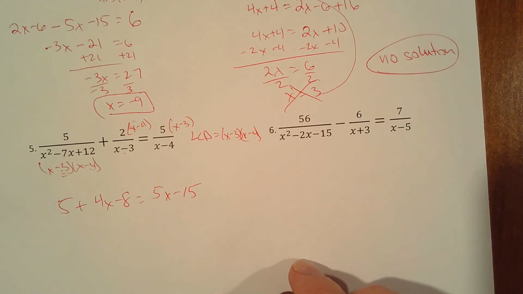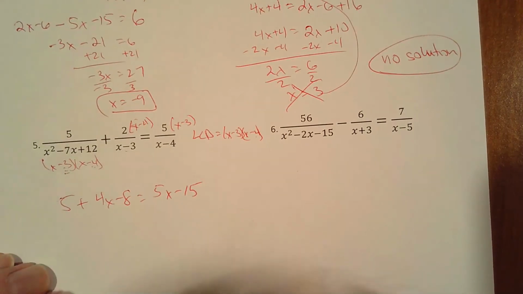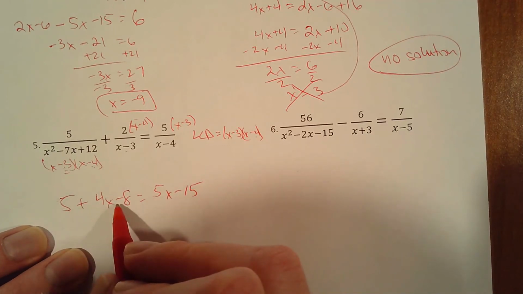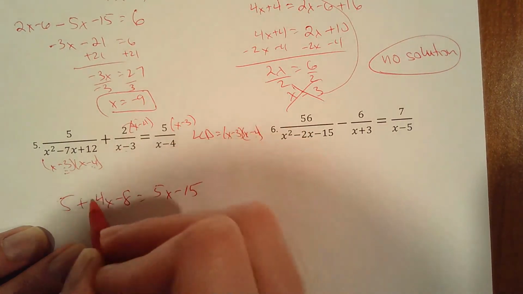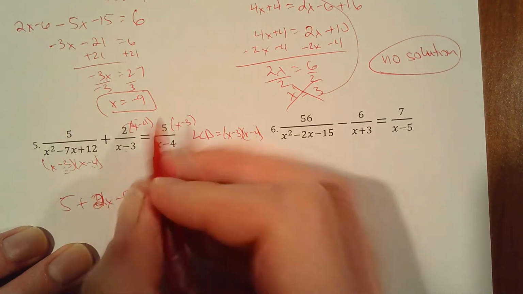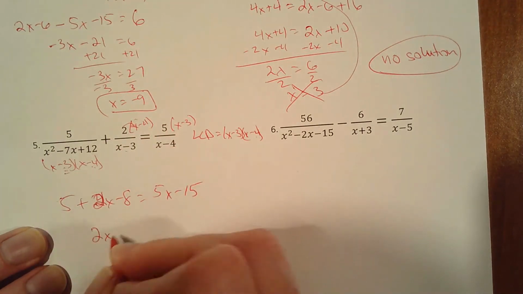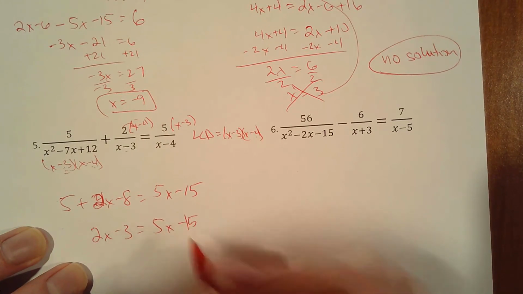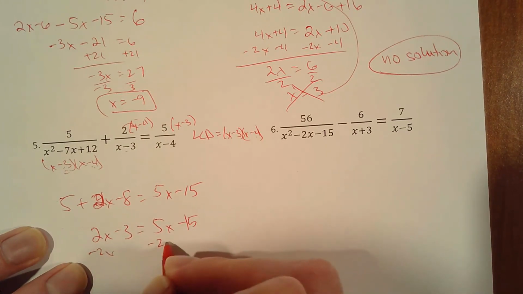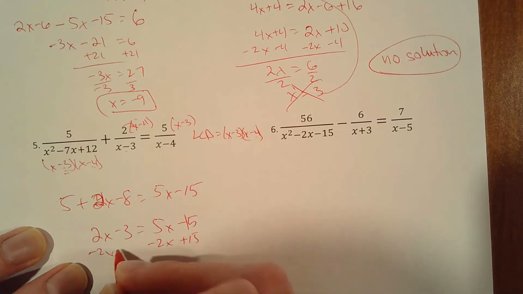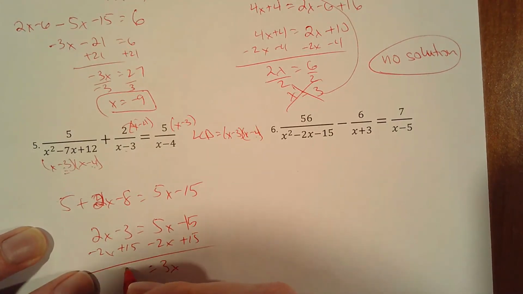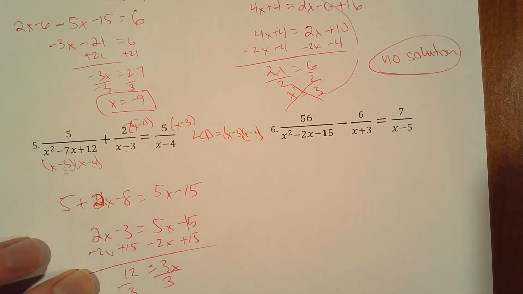So combining the sides here, I've got, let's see here, did I mess up? Yeah, I did mess up, that should be a 2x there. That is minus 8, so I got 2x minus 3 on the left side, 5x minus 15, subtract 2x from both sides, 15. This would be 12. So when I divide by 3, I get x equals 4.